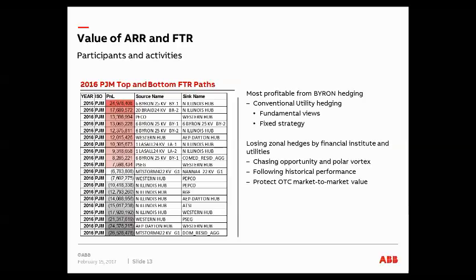I can see these hedges are driven by a combination of fundamental views and some fixed strategies. On the bottom side of this chart are the losing FTR strategies. I can see they are possibly driven by chasing opportunities and risk following from the polar vortex event, and also following some historical performance of the past. It's possibly also some offsetting positions against their OTC market.